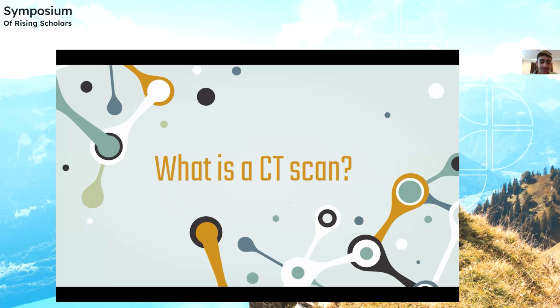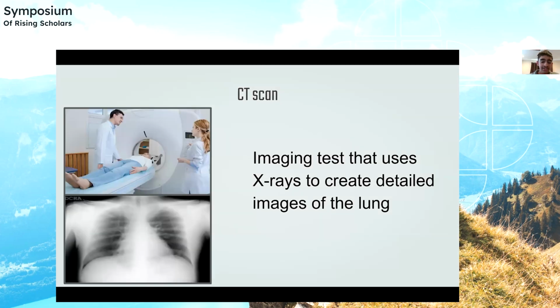What is a CT scan? A CT scan is an imaging test that uses X-rays to create detailed images of the lung. As you can see in this first image, the patient goes through a machine like this, and it takes these X-ray images, and these images are what we use to train the machine learning model.